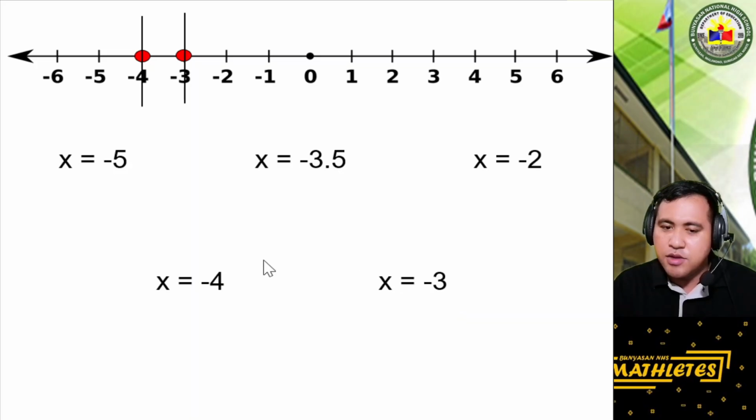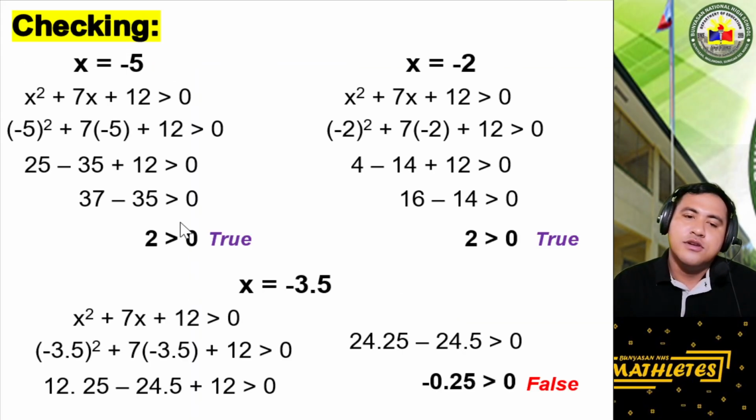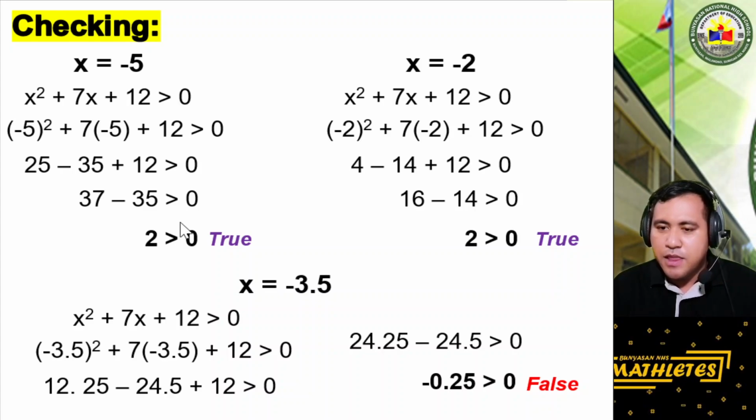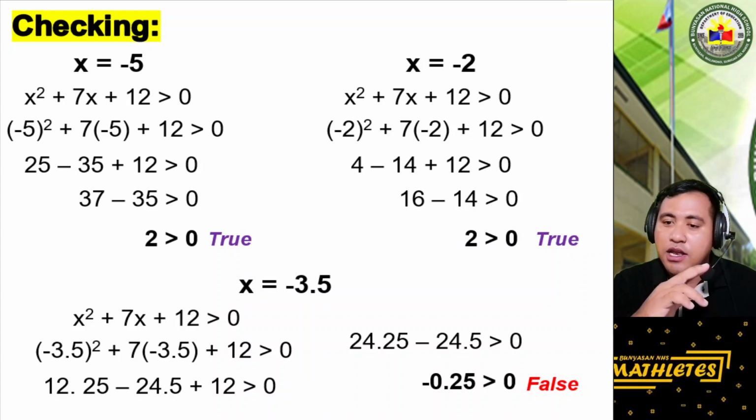Kini si Jad, negative 3 and negative 4. Now, let's do the checking. In checking again, you are going to check those values in our original inequality, sa atong original sa given. Kay kini man ang atong inequality or quadratic inequality, the given inequality, kini may atong gamiton pag-check. So, we have x squared plus 7x plus 12 is greater than 0.